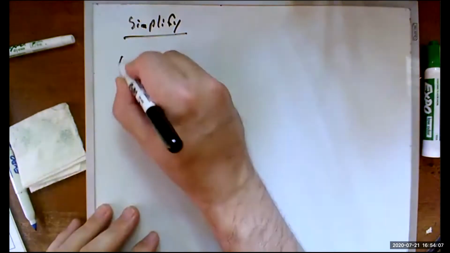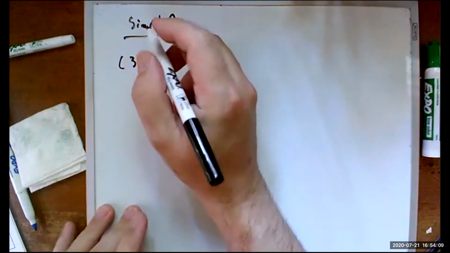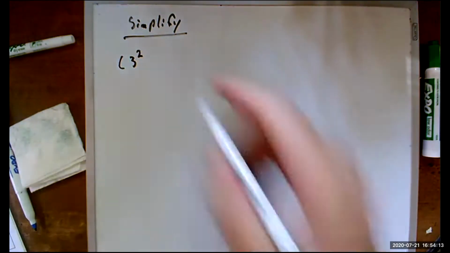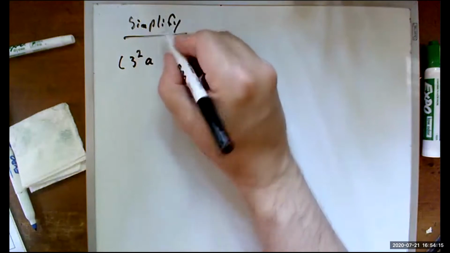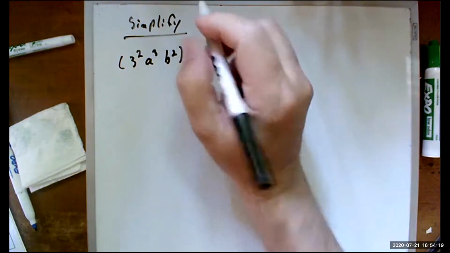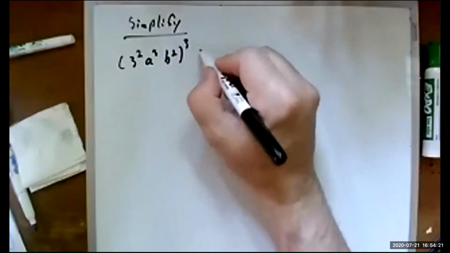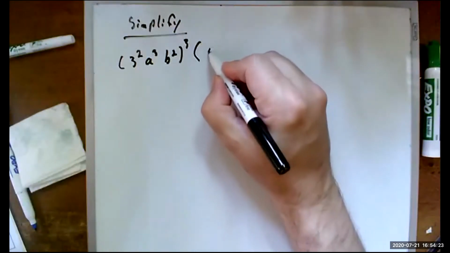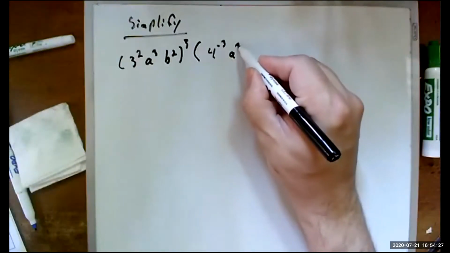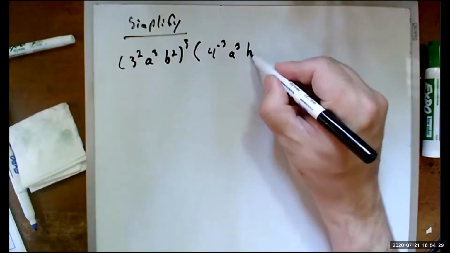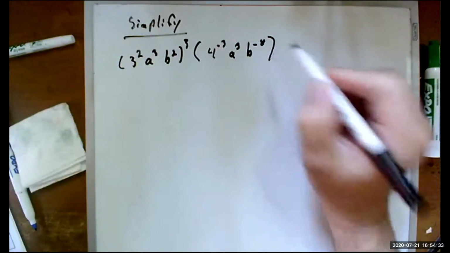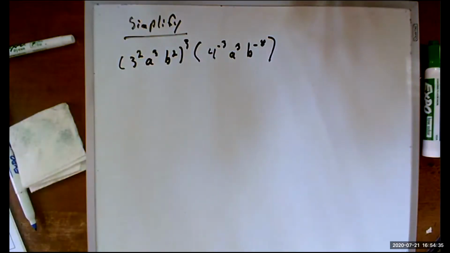And let's take 3 squared times a to the power of 3 times b squared, all to the power of 3. And this gets multiplied by 4 to the negative 3, a to the 3, b to the negative 8. And we get to assume that a and b are non-zero.